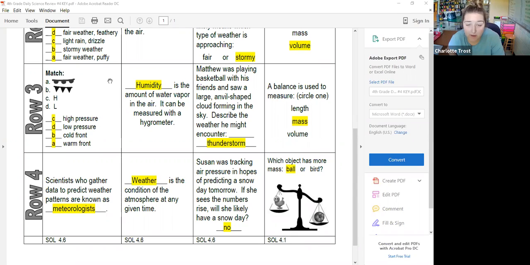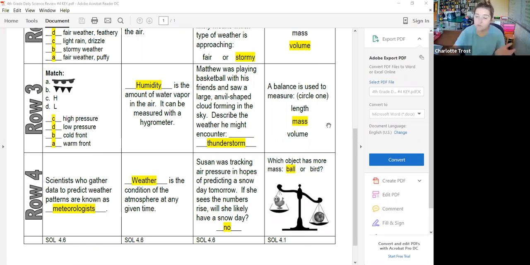Matthew was playing basketball with his friends and he saw a large anvil-shaped cloud. So that means it's a thunderstorm. An anvil is metal and kind of like a box, and it gets wider as it goes up. It starts smaller at the bottom and gets wider as it goes up.